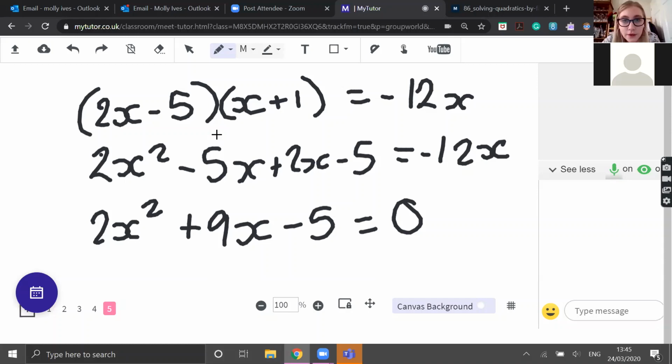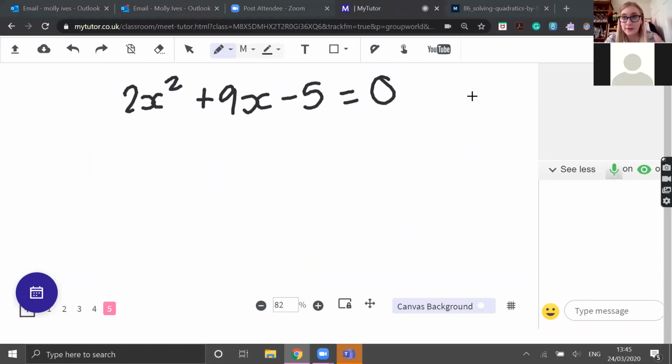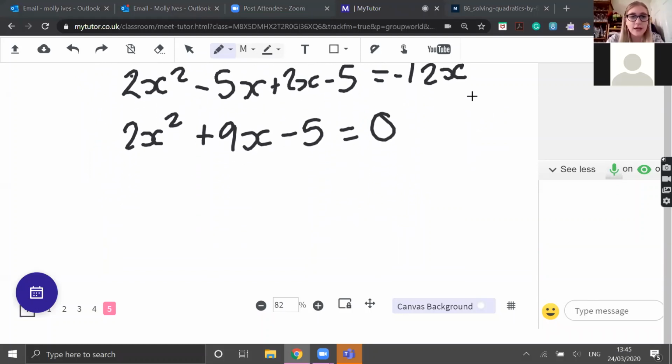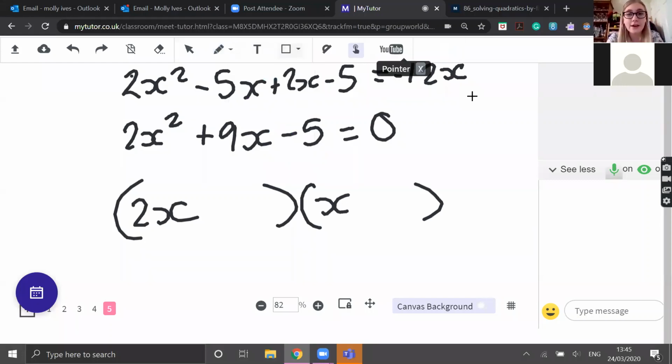Is there a method where you times the coefficient with the last number? Yeah, kind of. I'll show you with this one. So now we've got something that equals 0. We've done that expansion, so we can do this. We set up the brackets with a 2x and an x. This makes the 2x squared term. Then we look at our signs in exactly the same way. Well, this is minus, so one has to be plus and one has to be minus.